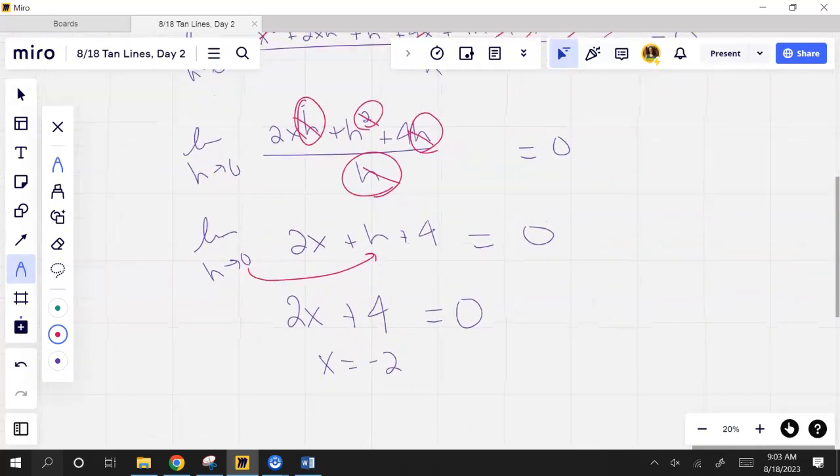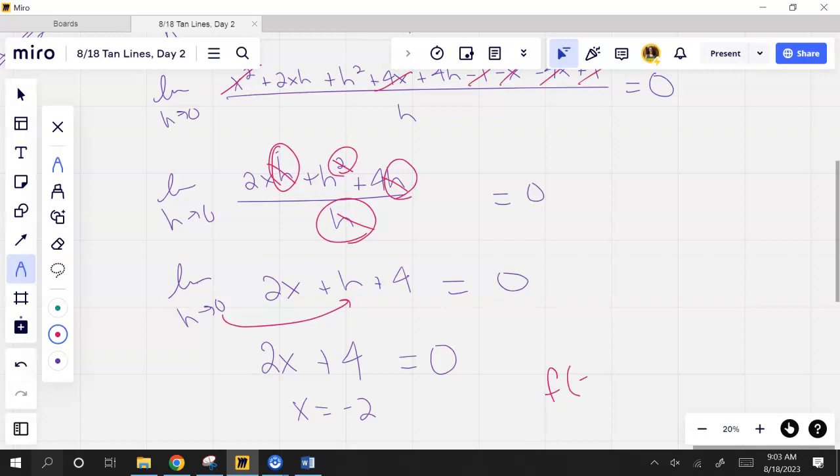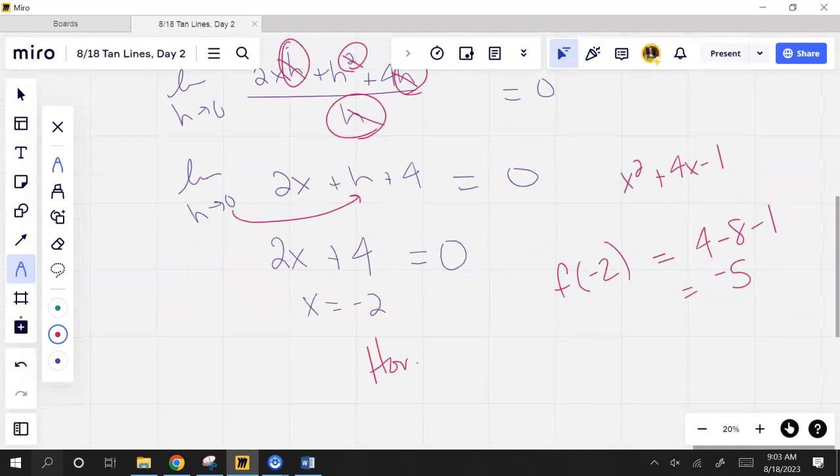X is -2. If I'm asked for the specific point, I'd need to go back to the beginning and find f of -2 to find that point, because that point happens at, what was that equation? X squared plus 4x minus 1. That'd be 4 minus 8 minus 1, which is -5. We have a horizontal tangent at the point -2, -5. And I know that because the slope of the tan line is 0 at that point.